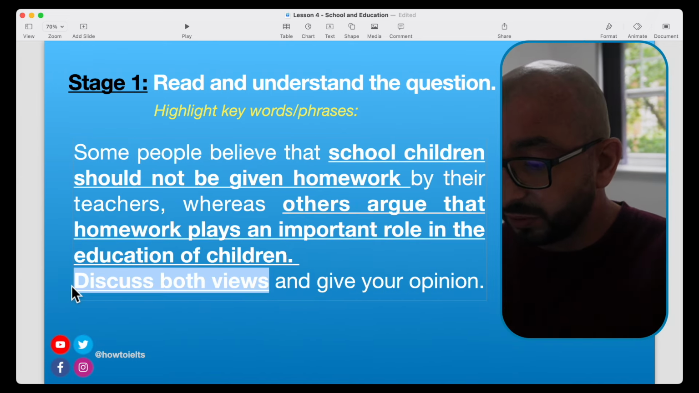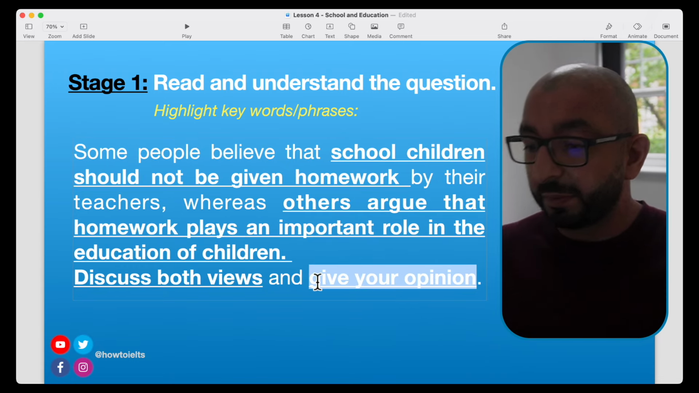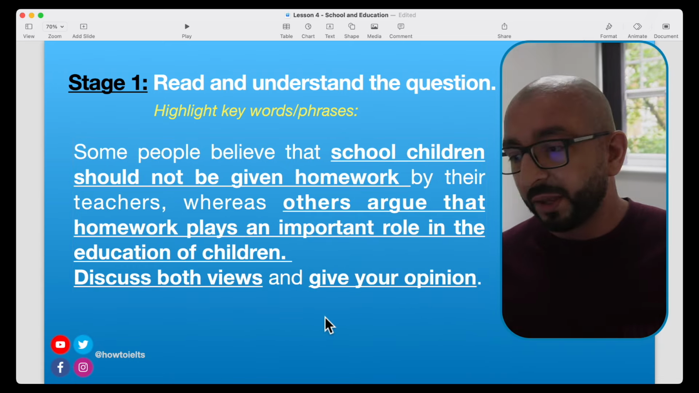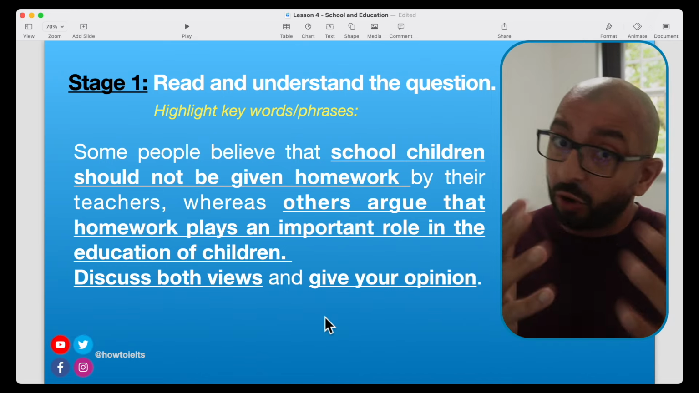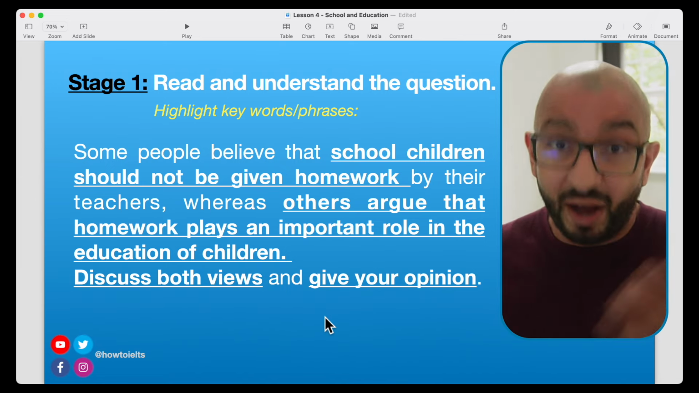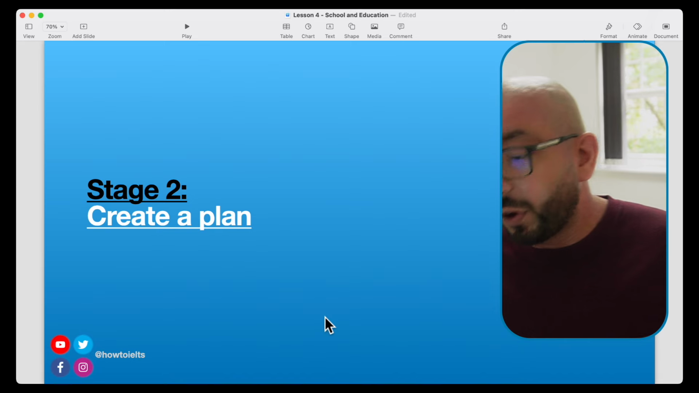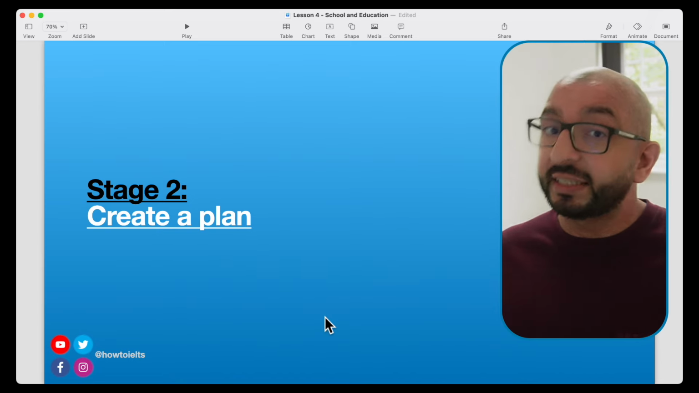Discuss both views and give your opinion. Now, this is something that many people forget, the giving your opinion part. But don't worry, you will see me answer this question, and hopefully you'll learn everything that you need to know to get your band 7 or higher. So let's now move on to stage 2, which is where we will create our plan.